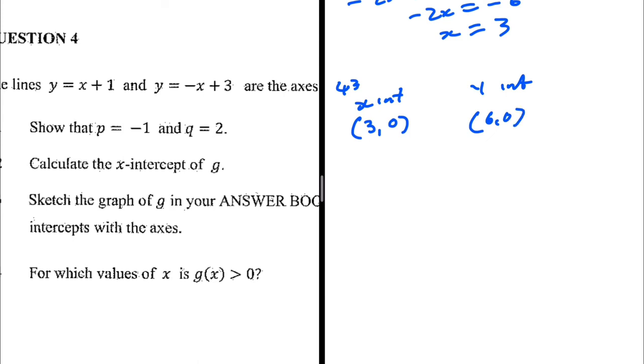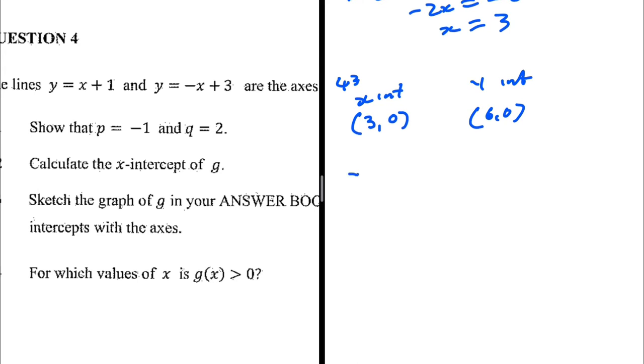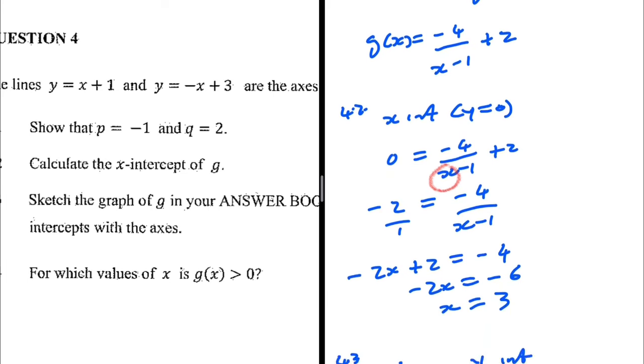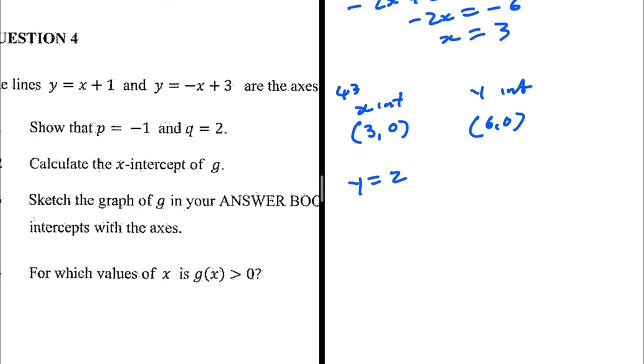Now we just need the asymptotes. Well, we know that q is equal to 2. So our horizontal asymptote is y is equal to 2. And then what about the vertical asymptote? X cannot be equal to 1. We can clearly see that x cannot be equal to 1 because we're going to have 0 in the denominator, which gives us undefined. So x is equal to 1 is our vertical asymptote.